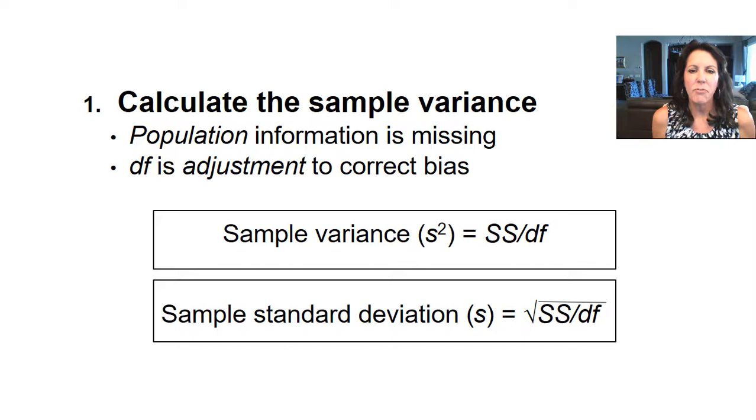Our sample variance formula is the sum of squares divided by the degrees of freedom. And remember that the degrees of freedom in this case is n minus 1. So our sample variance is very much like the population variance, but with just this little adjustment. And our sample standard deviation is just the square root of that. This is an estimated variance for the population based on the sample.